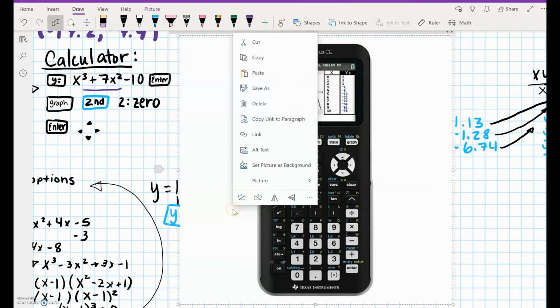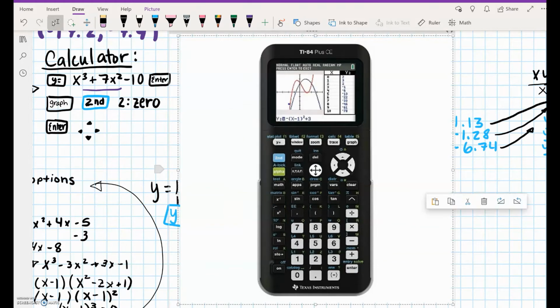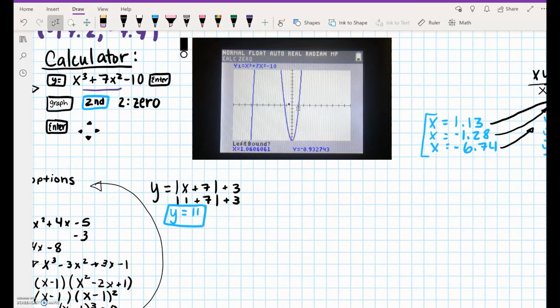Just give me a second. And this is what your graph is going to look like once you've done all of those steps, and you'll be able to move these around. Now you can see that you have a few different points that are intersecting your x. So all 3 of those are important and valid points. So you're going to have to use all 3 whenever you're substituting back into your equation.